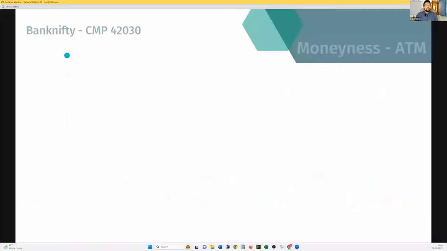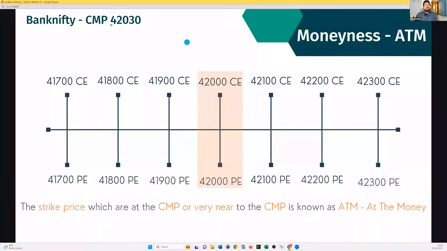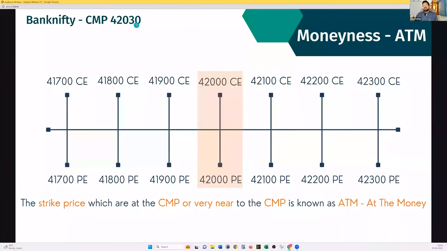Now we come back to Bank Nifty. It is at 42,030. Which strike price is near? Sachin says it's 42,000. Melvin says 42,000. Silesh says 42,000. Good. So the 42,000 call option and 42,000 put option are the ATM on Bank Nifty.